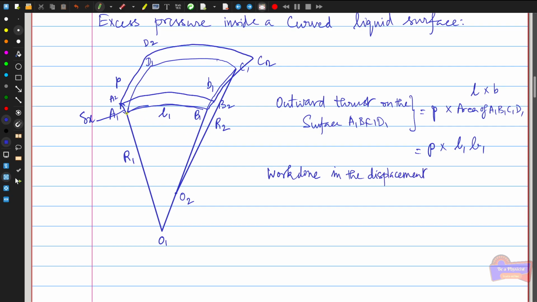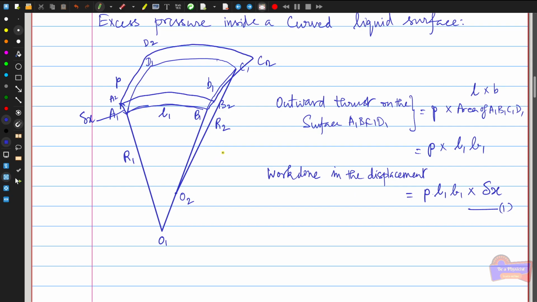From the older position to the new position, the work done can be equal to the outside thrust into the distance. So the thrust, which will be given by P into L1 B1, into the distance it is moved, which is taken as delta x. So this is the work done in the displacement. Let us take this as equation 1.